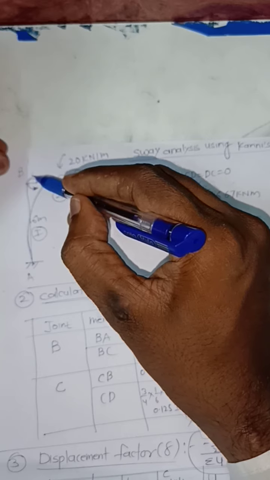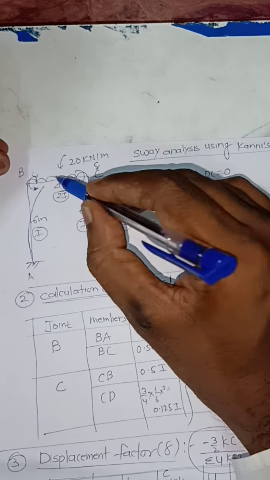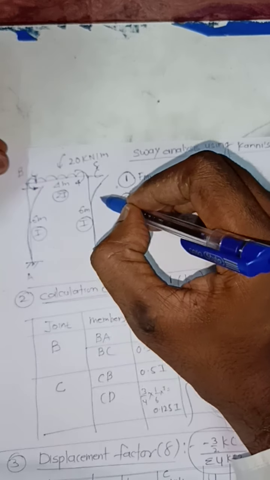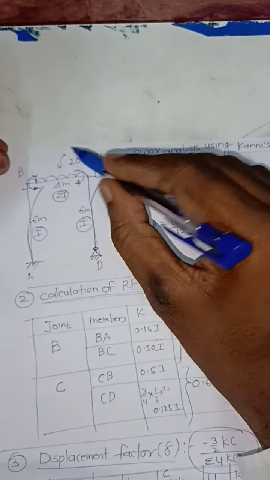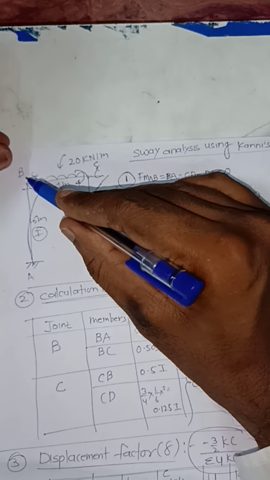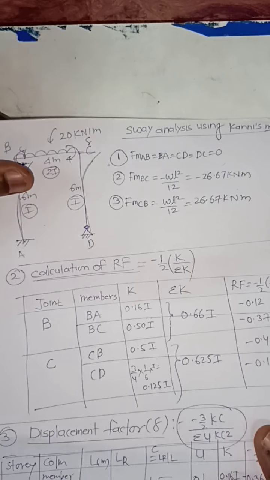So here this delta will be formed, and here this delta will be formed. These delta will be formed under the deflection of the column only. There is no effect of deflection in the beam. Let us see how deflection delta will be calculated.